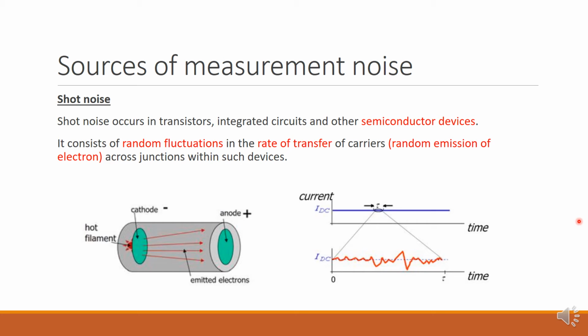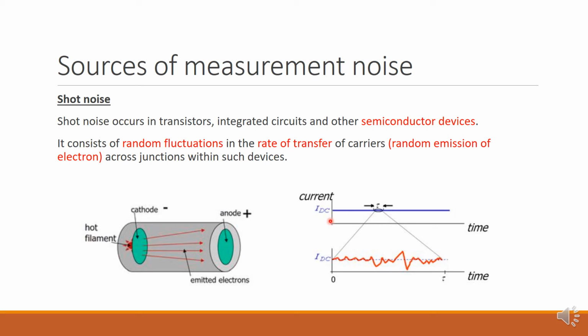And then what we have here is another source of measurement noise called shot noise. Okay, what is shot noise? Shot noise occurs in semiconductor devices such as transistors and integrated circuits. Shot noise in electronic devices results from unavoidable random statistical fluctuation of your electrons.